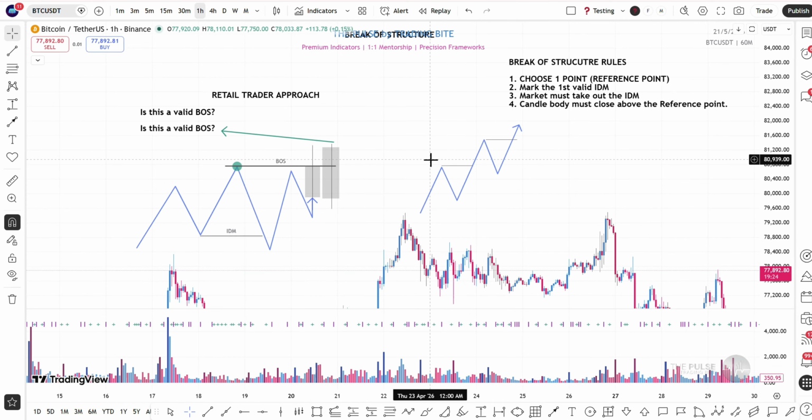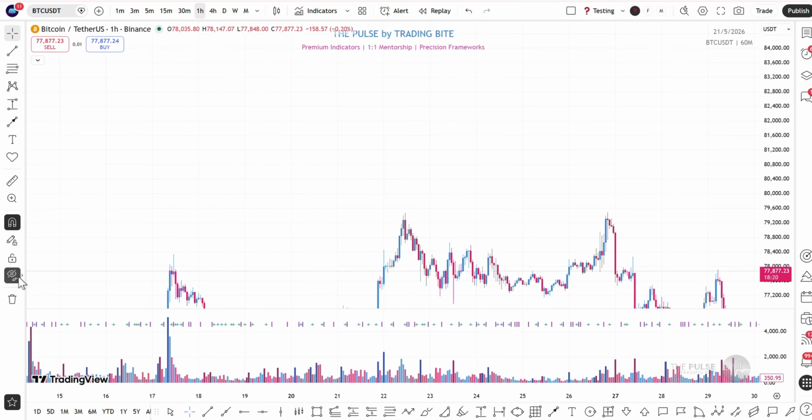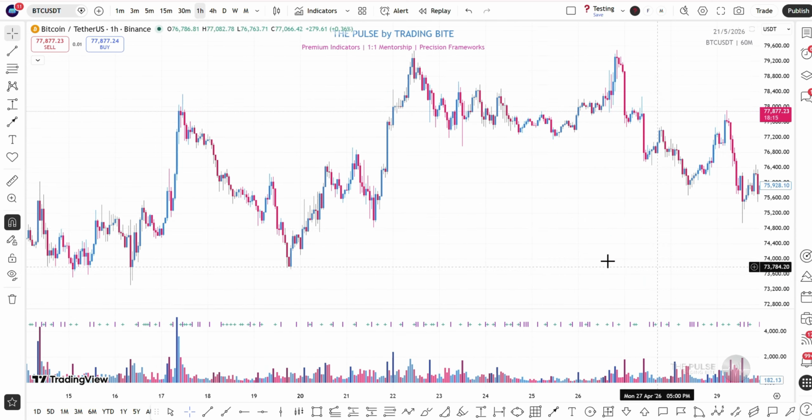If this is a valid break of structure, just write in the comment section yes, this is a valid break of structure. If not, then write in the comment section that this is not a valid break of structure. So I'm leaving both questions for you to answer in the comment section. Now I'm going to remove all this text so we can have a look at the real chart and how we can mark this.